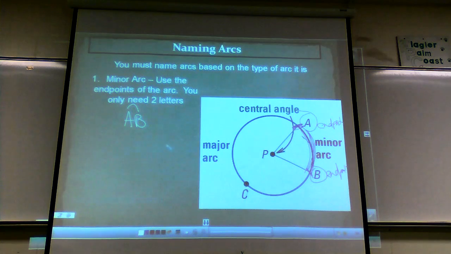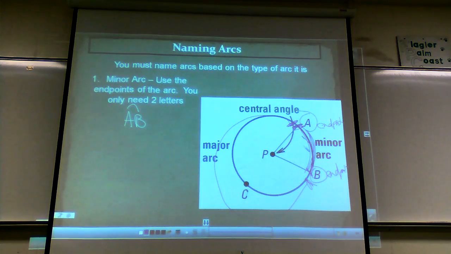Now, the next one, the minor, or the major arc. I'm still going to be using endpoints. If I look at the one that's on the picture up there, the major arc, if I trace it out from the blue, it's starting at the same point, it's ending at the same point. So my endpoints here are still A and B.